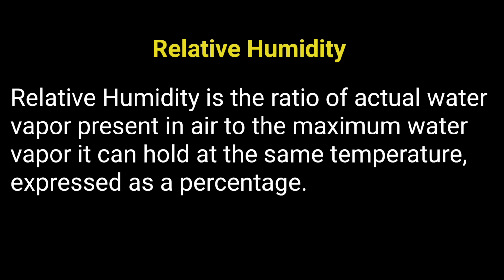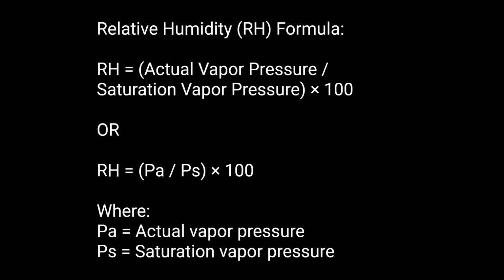Relative humidity. Relative humidity is the ratio of actual water vapor present in air to the maximum water vapor it can hold at the same temperature, expressed as a percentage. Relative humidity equals actual vapor pressure divided by saturation vapor pressure times 100. RH equals PA by PS times 100, where PA equals actual vapor pressure, PS equals saturation vapor pressure.